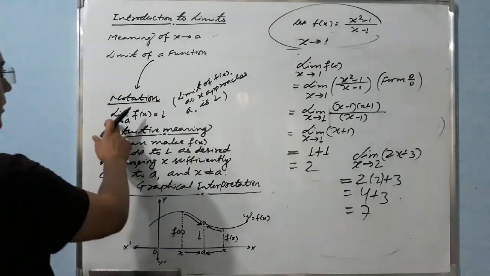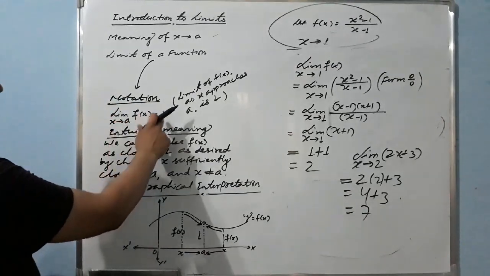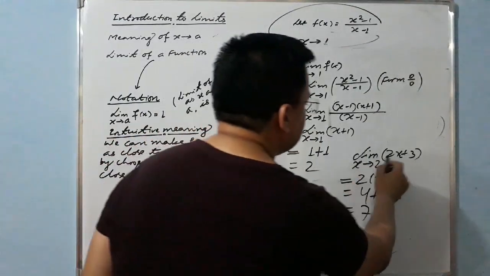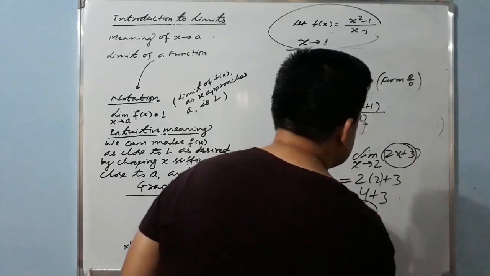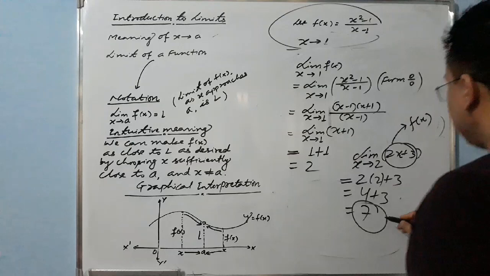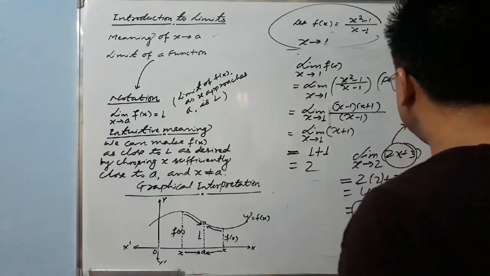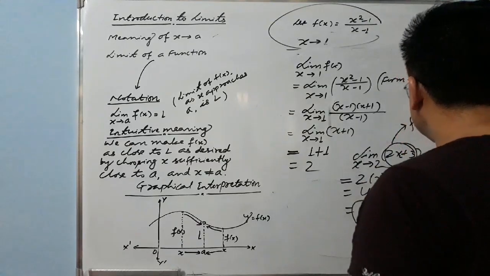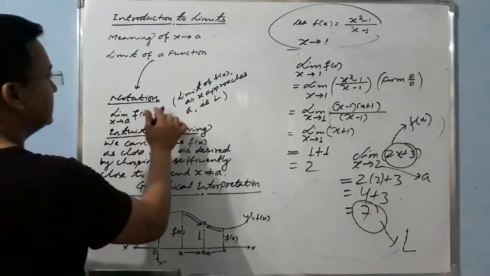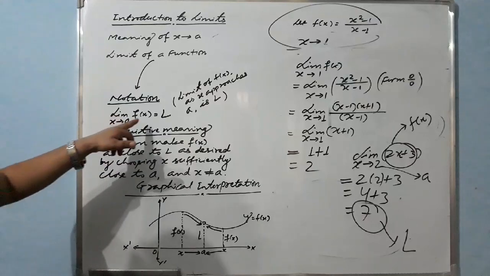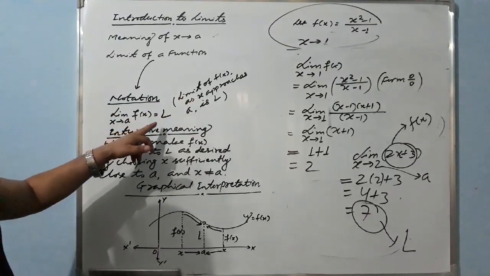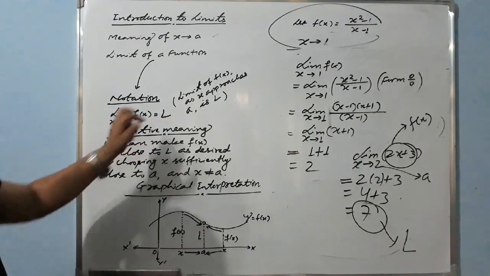The limit of f of x as x tends to a is equal to L. So what is L here? This is your f of x and this is your L, and here on the x-axis, this is your a. Now it will be easy to understand. This is your L, and the limit of the function as x approaches a is L, you can say.